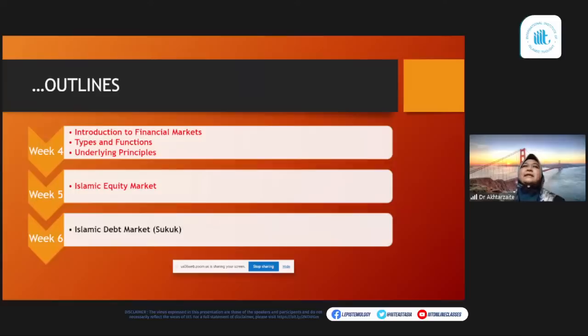Underlying principle, I think, is the same as in banking. Meaning that the Sharia principles apply: no riba, no gharar, no maisir, for example, and all the products will be based on Islamic permissible contracts. That has been covered under the banking side, so the same principles also apply here. The big part of it today is we will zoom into the Islamic equity market, Islamic equity market being a type of financial market.